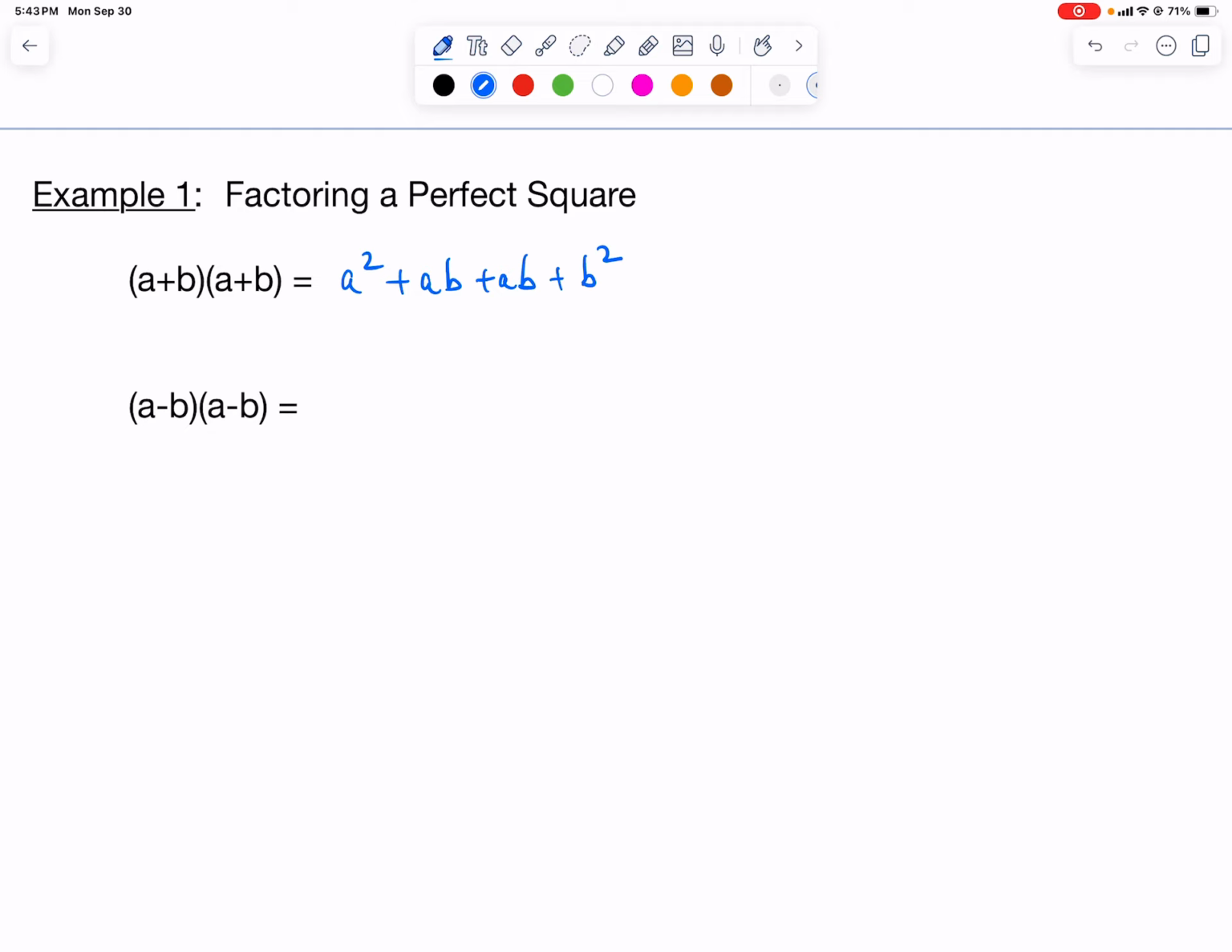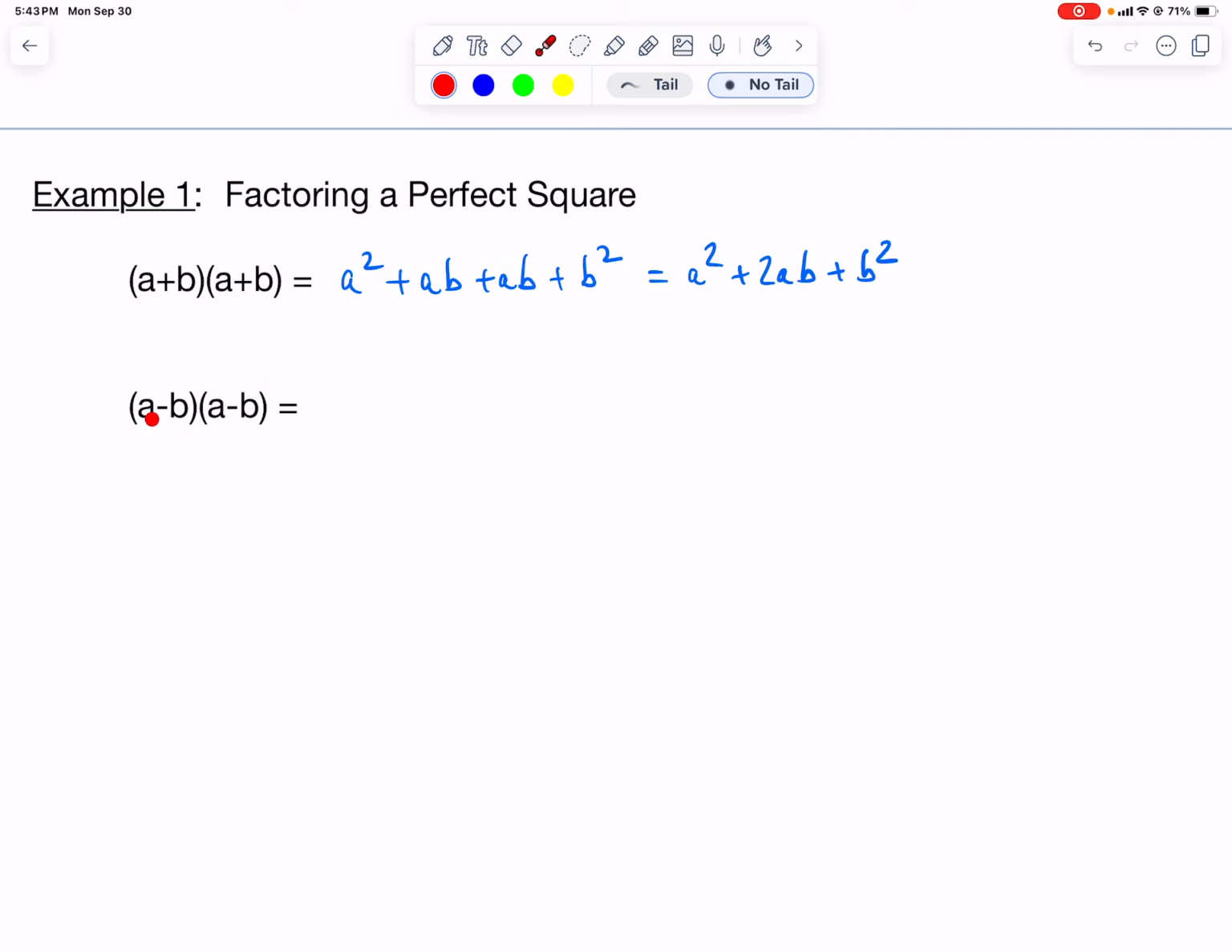Now we're going to go ahead and combine these two middle terms because these are like terms, and so what we'll get is a squared plus 2ab plus b squared. So what I essentially did was use the FOIL method to multiply out this perfect square, and let's go ahead and do the same thing with a minus b times a minus b.